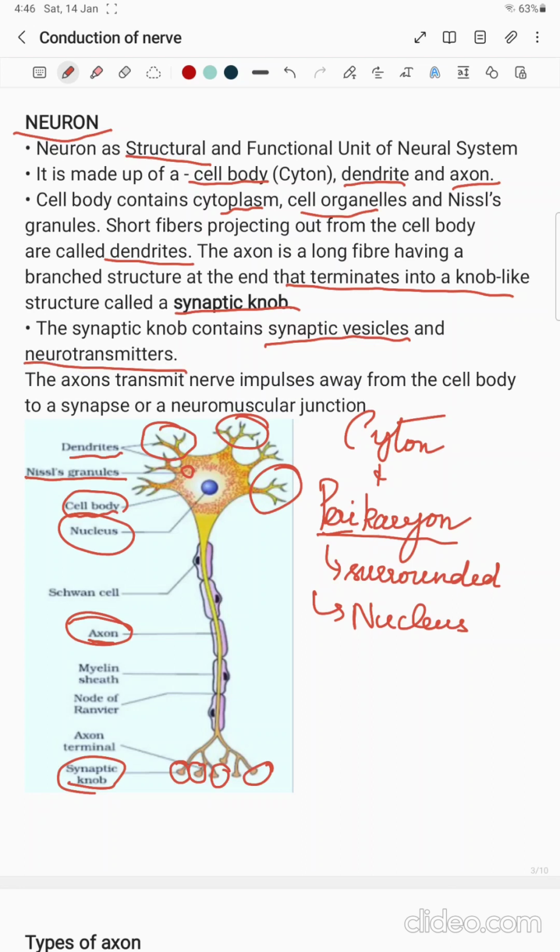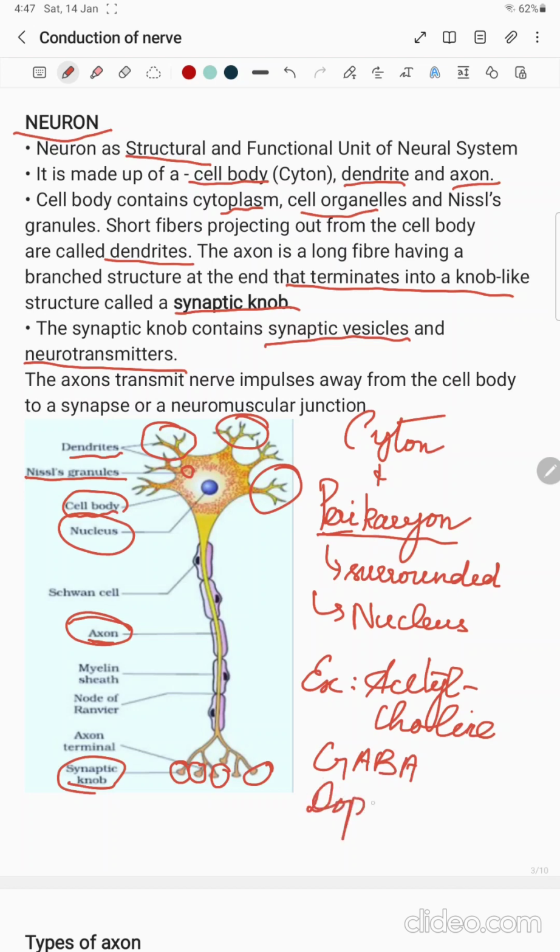What is the importance of these neurotransmitters? They transmit electrical signals from one neuron to the next neuron by carrying those electrical signals in the form of chemicals. That chemical is called a neurotransmitter. For example, acetylcholine, and there are many other chemicals like GABA and dopamine. These are examples of neurotransmitters.